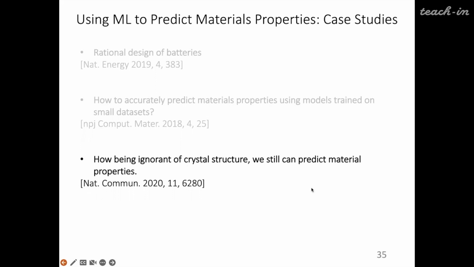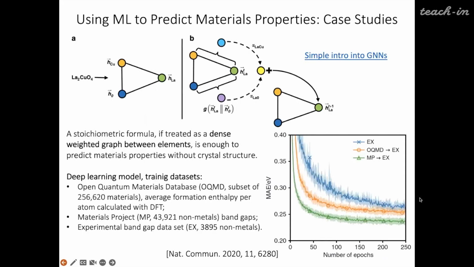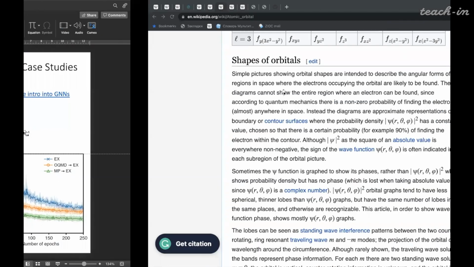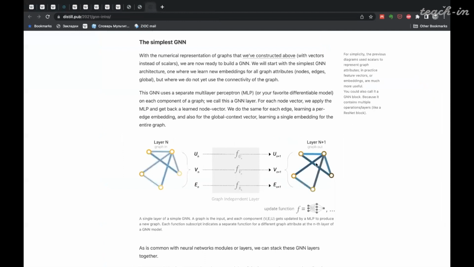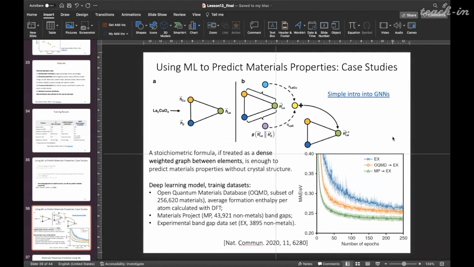So the authors of this paper used graph neural networks to predict formation enthalpies of materials and band gaps. And follow this link for a simple introduction into graph neural networks. However, as long as this topic is beyond the scope of our course, I leave this to suggested reading.